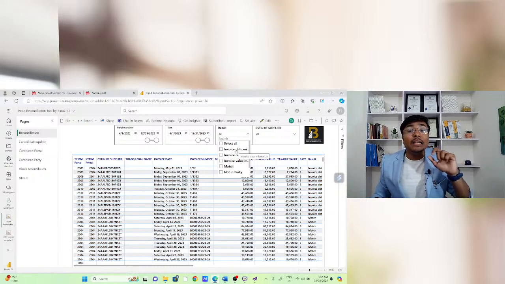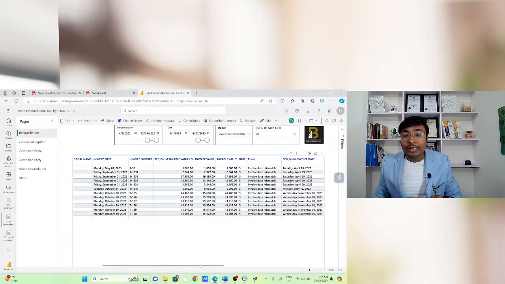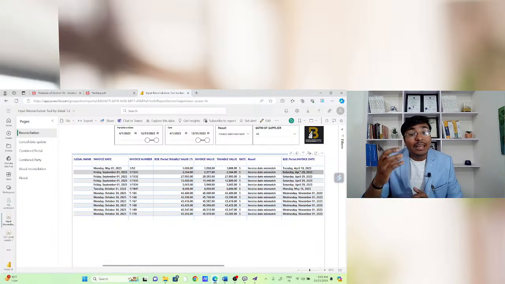If you want to find the invoice date mismatch, you just need to click over there. You will find the invoice date mismatch. Your invoice date is 1st May 2023, but as per the GSTN common portal, the date is 18th April 2023. So from that you can easily identify the invoice date mismatch.